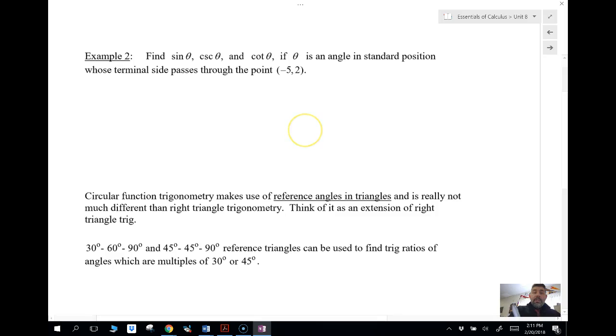Find sine theta, cosecant theta, and cotangent theta if the angle theta is in standard position. All right, so we're going to go ahead and plot -5, 1, 2, 3, 4, 5, and +2. There's my point. Make a ray over there.